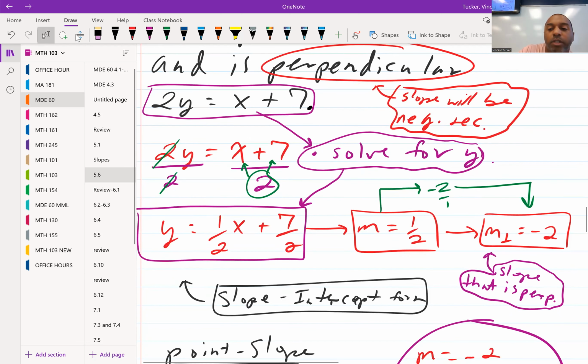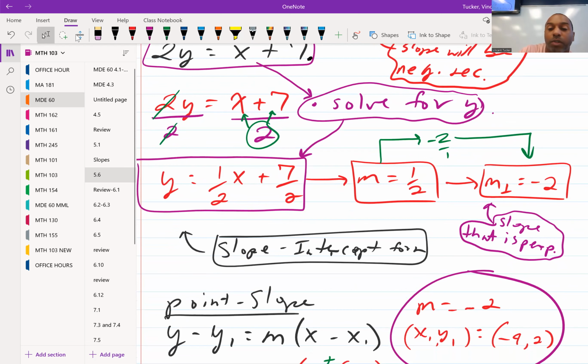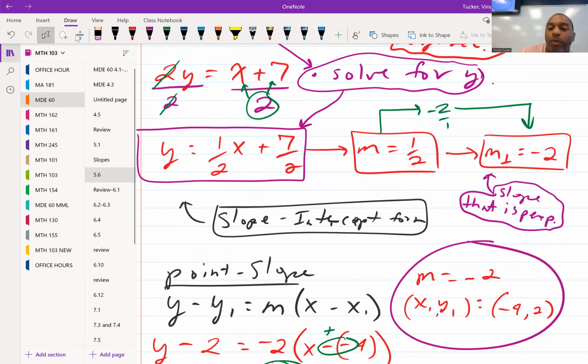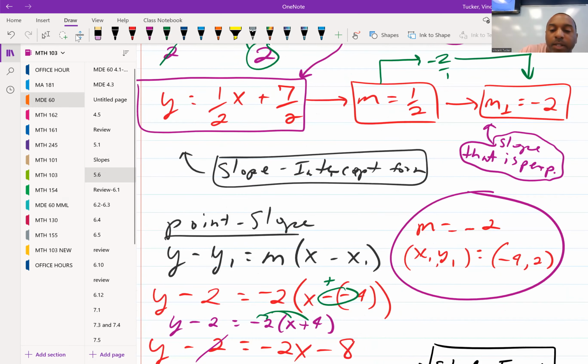Scrolling up some. So we're not finished. All we found is our new slope, which is -2. So we're going to use that slope and the point that they gave. They gave us (-4, 2) as our point. Use the point-slope formula. It's y minus y1 equal to m times x minus x1.